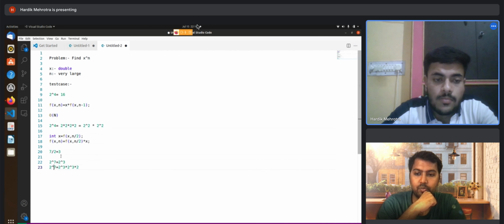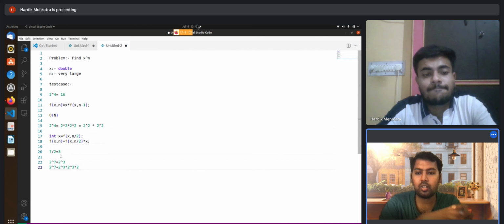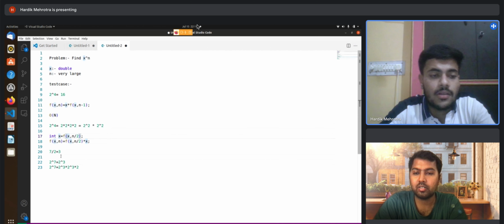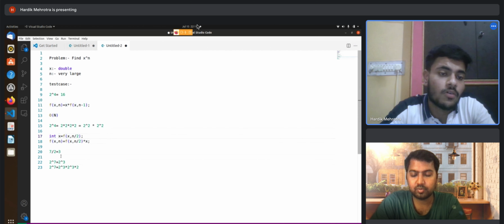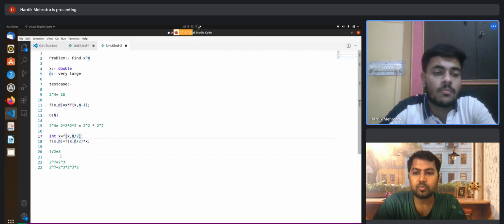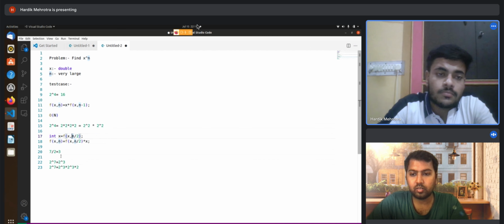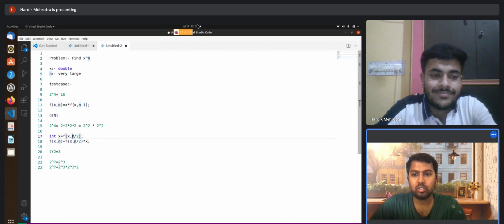And what is the time complexity of this approach, Hardik? Sir, this will be O of log n time complexity, since we are dividing the power from the mid part, so it is decreasing by a factor of 2 every time. Cool, I am good with this approach. Coding would be very simple, since you have already written the formula. That's very nice.